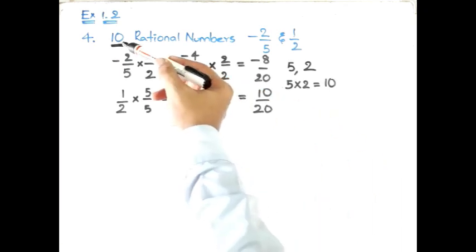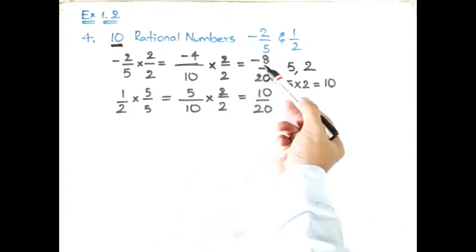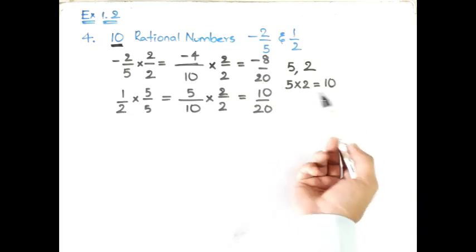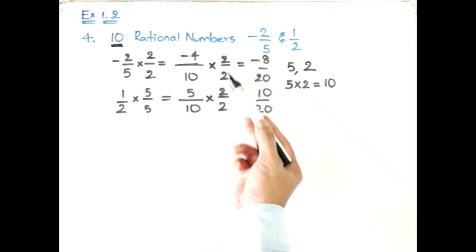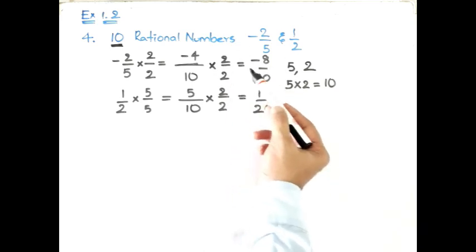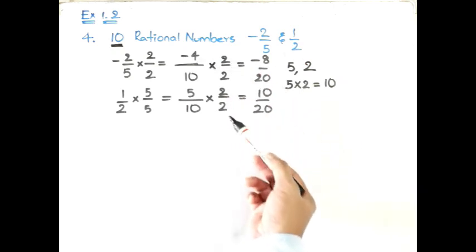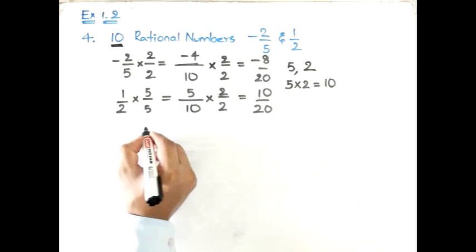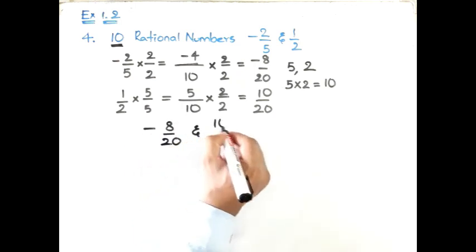For example, if they ask us to find 50 rational numbers, then we cannot find 50 rational numbers between minus 8 and plus 10. Then you will go to the next multiple of 10. Here we ended up at 20; you will go to 30, 40, 50. Accordingly, you will multiply both the numerator and denominator by 3 by 3, 4 by 4, and so on. We have to keep increasing as long as they ask for the required number of rational numbers. Hope you are clear. So now the new numbers are minus 8 by 20 and plus 10 by 20.